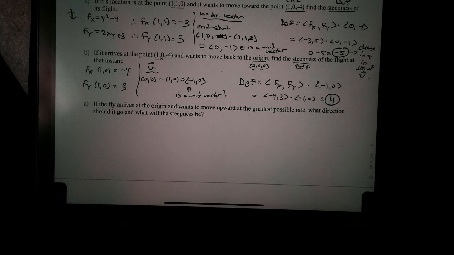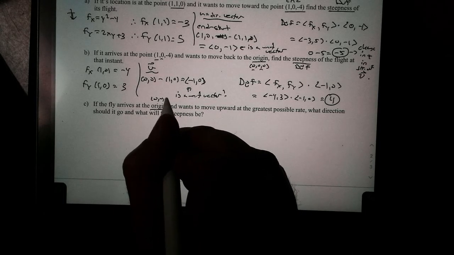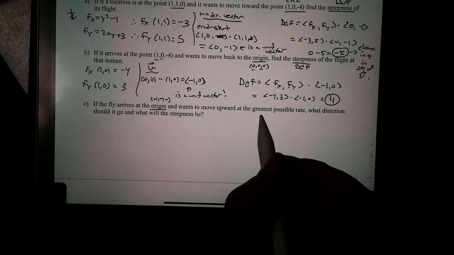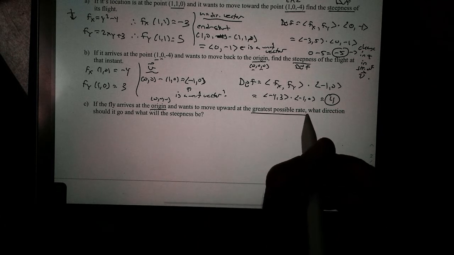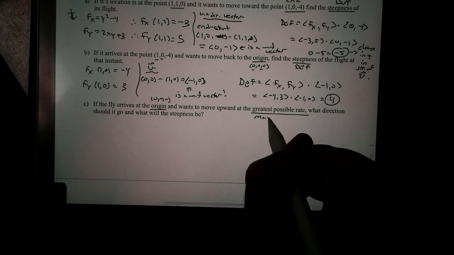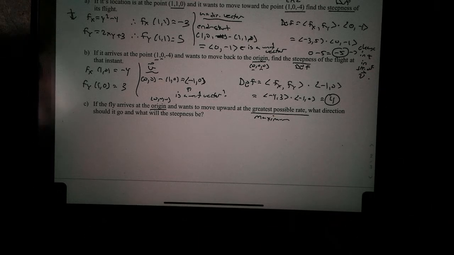All right, last example for the day. The fly, after arriving at the origin, wants to move up. Remember the origin, that's (0, 0, 0). It wants to move up at the greatest possible rate. Oh, we've seen this before. This is a maximum. What direction should the fly go, and what will its steepness be?